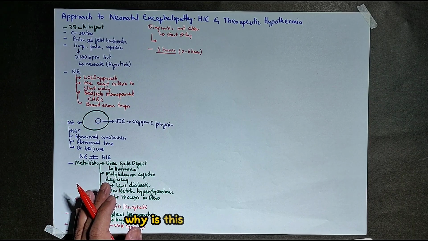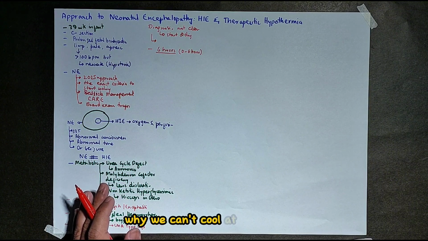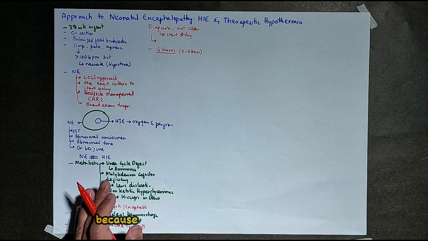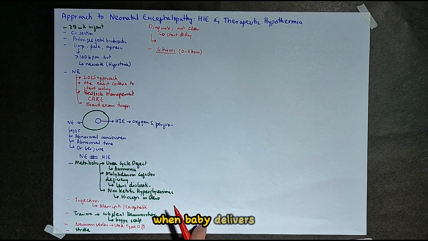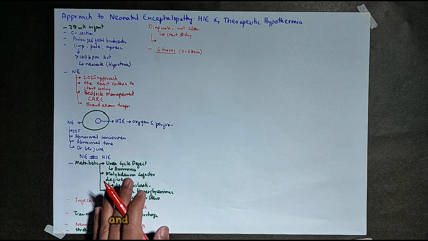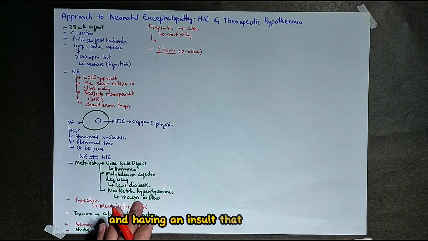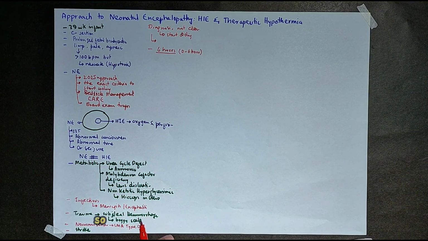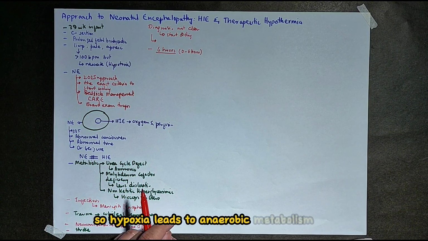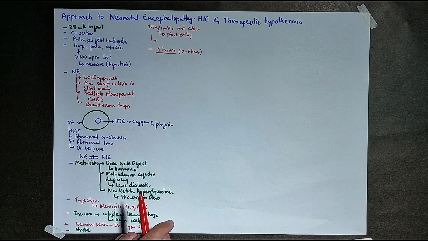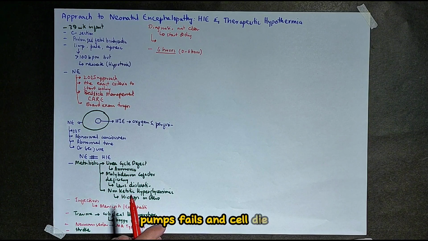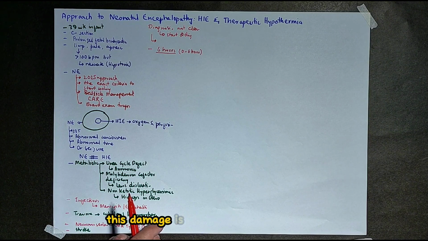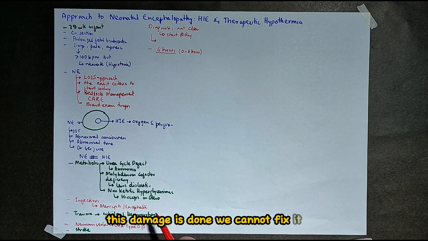Why is this limit 6 hours? Why can't we cool at 12 hours? Because it comes down to energy failure. A baby delivers at birth and has an insult, that is hypoxia. Hypoxia leads to anaerobic metabolism. Because of this, lactate builds up, pumps fail and cells die. This damage is done. We cannot fix it.